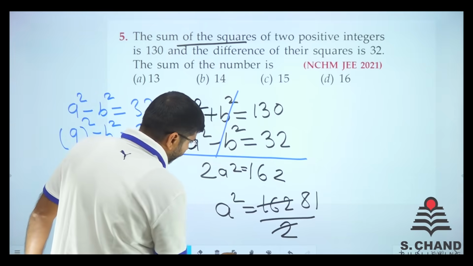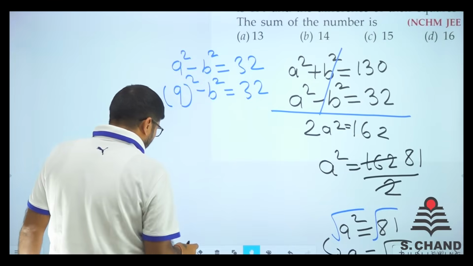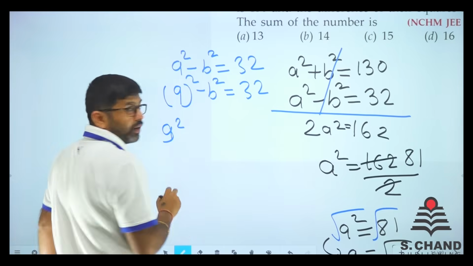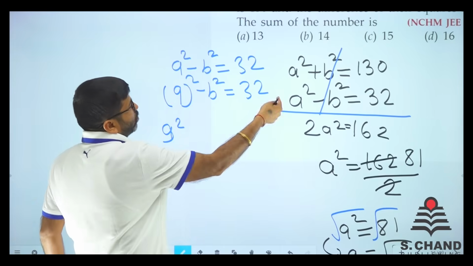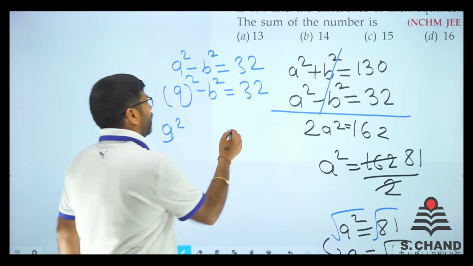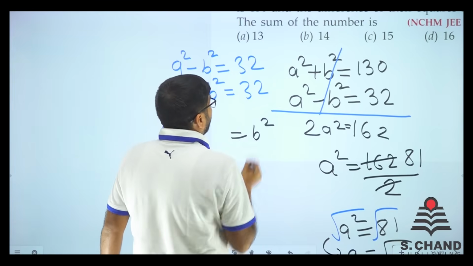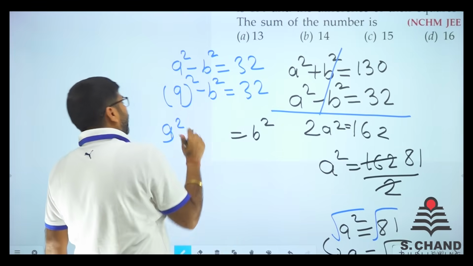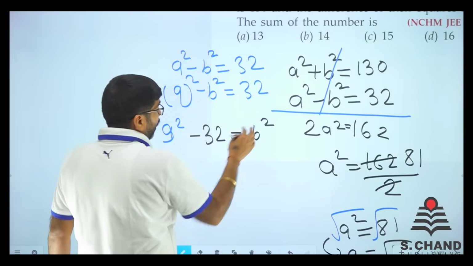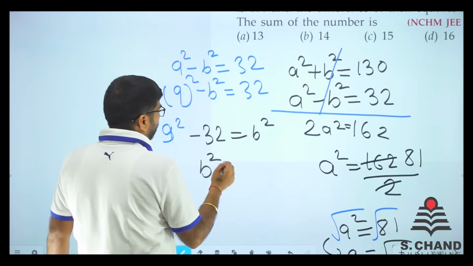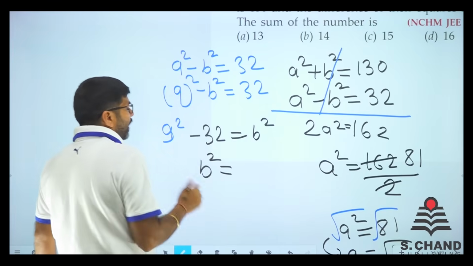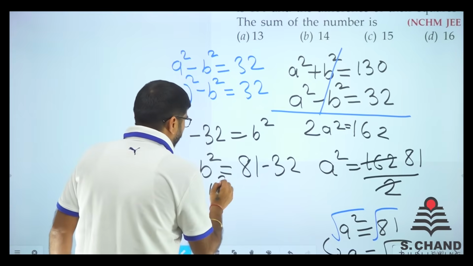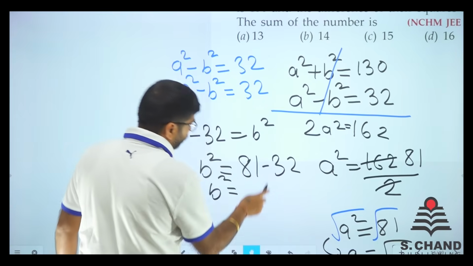That we can do. Now do one thing. Let this 9 square remain here. The minus b square goes to the other side and becomes plus b square. This 32 comes here, and it becomes minus 32. So we'll change the places. We get b square is equal to 9 square, that is 81, minus 32. So we have b square is equal to, what is that?